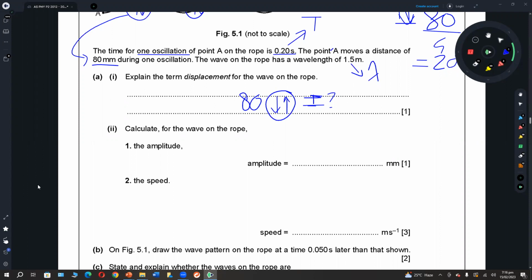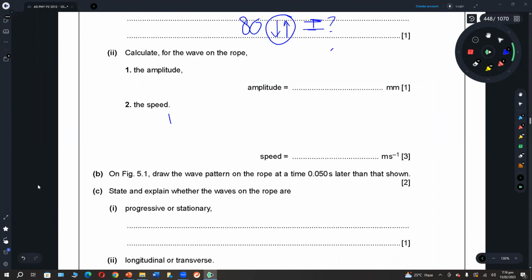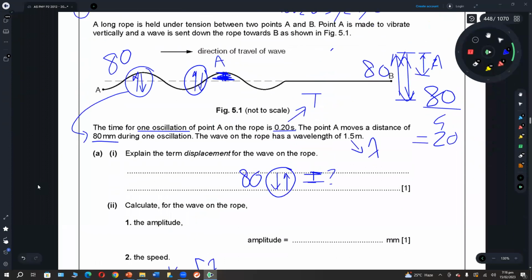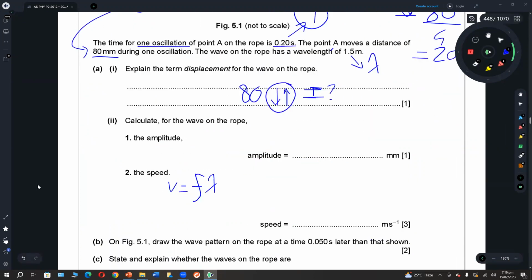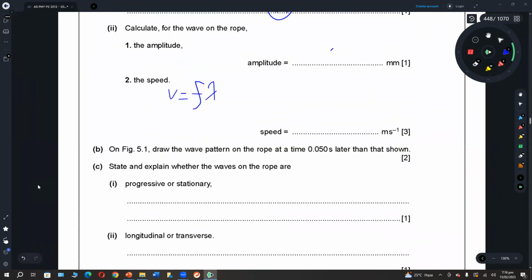Now, what is the speed? How can we find speed? The formula says V is equal to f lambda. This is the formula, V is equal to f lambda. Now, how can we find it? We have the wavelength 1.5 and we have the time period. We can use directly this formula if you remember: V is equal to lambda upon T.